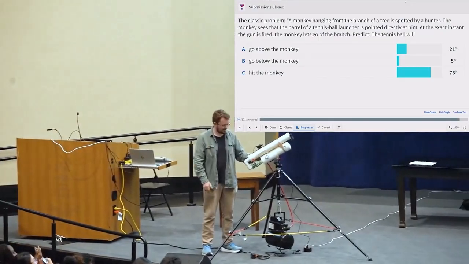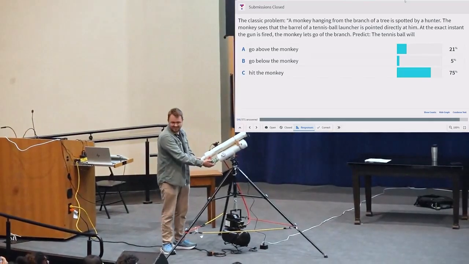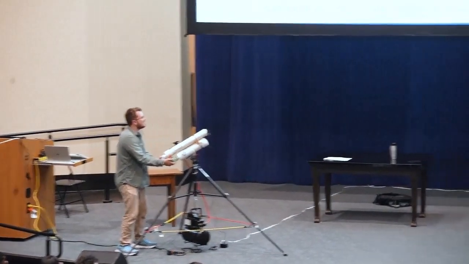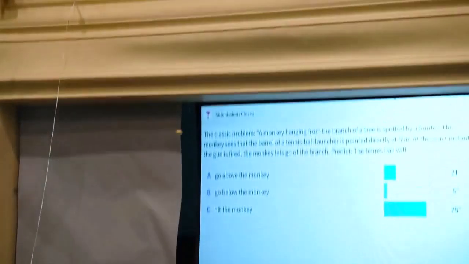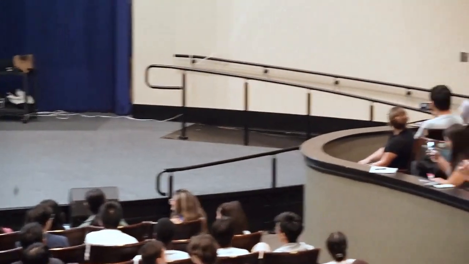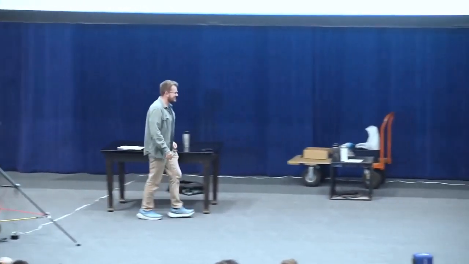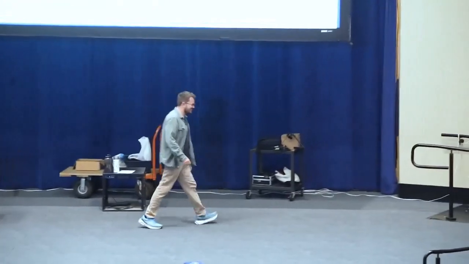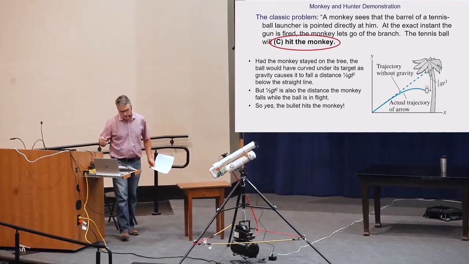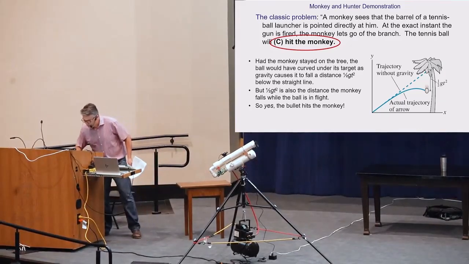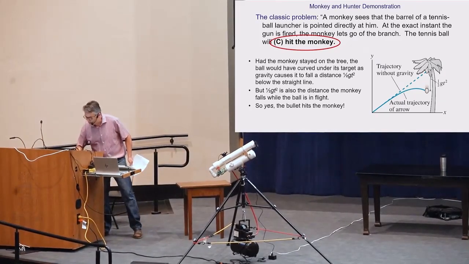Okay, it's armed, it's ready to go. Okay, 3, 2, 1, go! Oh! Missed it by that much! It's pretty close though. So it's supposed to be C. I think I put that on the thing.